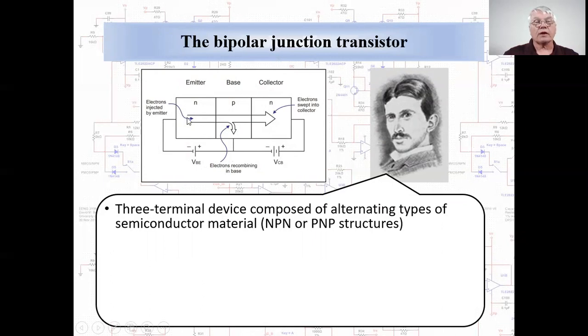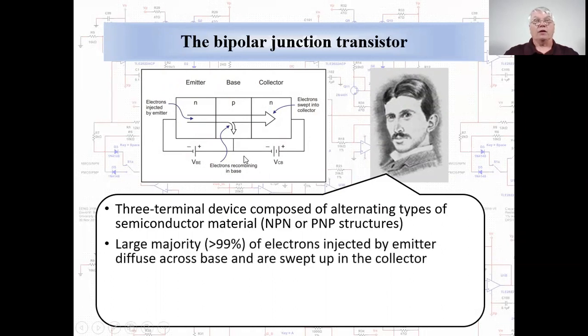The emitter injects electrons into the base, and these electrons move across the base by diffusion. Any electrons that diffuse across the base are swept into the collector by the electric field present at the collector base junction. These electrons are removed from the collector by the external battery, and this constitutes the collector current.